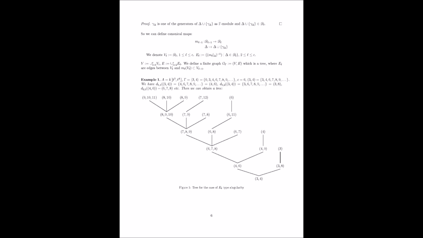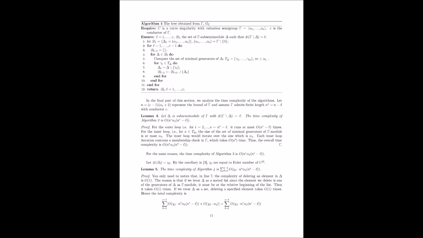Then it enters a loop, iterating from L equals 1 to c minus 1, sequentially constructing the sets D_2, D_3, all the way to D_c. So it's systematically building the tree level by level. Exactly. For each level L, the algorithm goes through each subsemimodule in D_L. For each subsemimodule delta in D_L, it computes the set of minimal generators T_delta. And then for each minimal generator in T_delta, we create a new subsemimodule, right? Exactly. For each minimal generator gamma_i in T_delta, a new subsemimodule delta_i is constructed by removing gamma_i from delta.